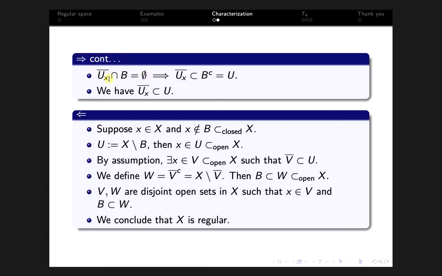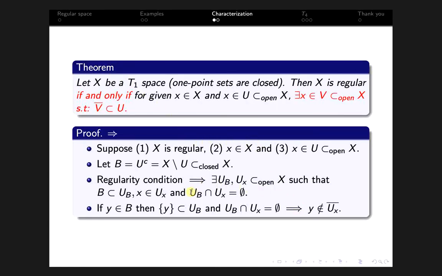So basically this conclusion you can get in one line. From here you see UB intersection with UX is equal to the empty set, so UX is contained in UB complement, and UB complement is a closed subset of X containing UX. So the smallest closed subset containing UX, that is the closure of UX, is contained in UB complement. Therefore UB intersection with UX closure is equal to the empty set.